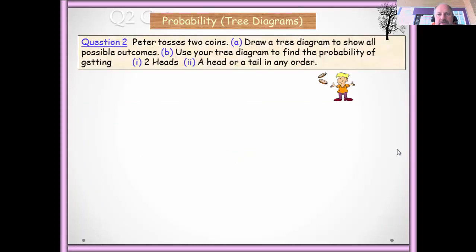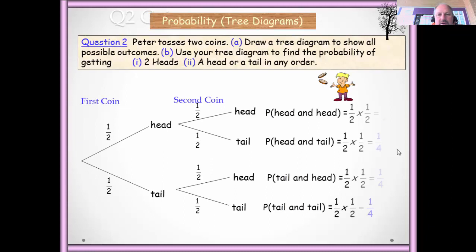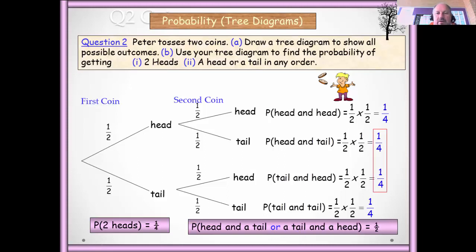Two coins, Peter's tossing 2 coins, so the tree diagram would look like this: head or tail, then you can get another head or tail. Multiply along the branches, so asked here the probability of 2 heads would be 1/4. Probability of a head and a tail in any order, so it's that plus that. Probability of a head and a tail, or a tail and a head, you have to add up both those. So if 2 or more combinations have to be considered, you add them together. So 1/4 plus 1/4 is a half. You'll note at the end here, all 4 of those add up to a whole still.